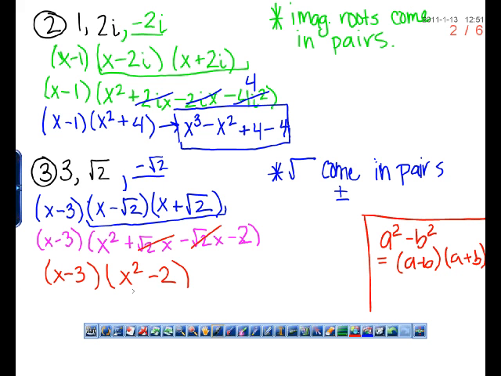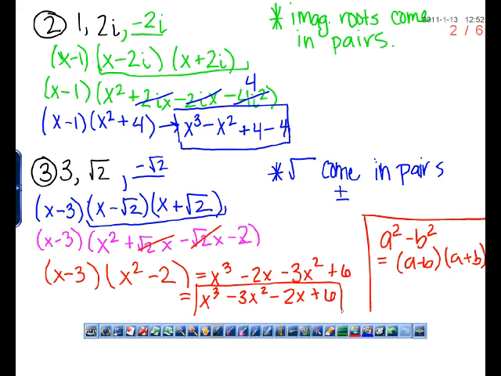Let's distribute my x. If I distribute x, I'm going to have x cubed. X times negative 2 will be negative 2x. Then negative 3x squared plus 6. Rewrite that in standard form. X cubed minus 3x squared minus 2x plus 6. Oh, yeah, I missed that x, didn't I? Right. On number 2, that should be a 4x. Thanks, Emily.